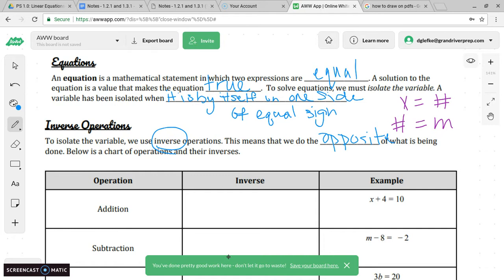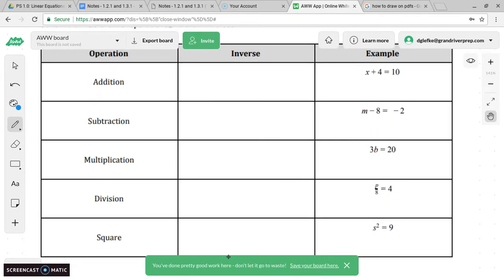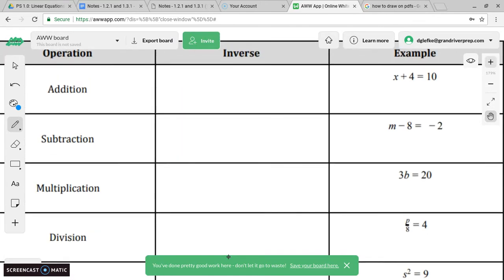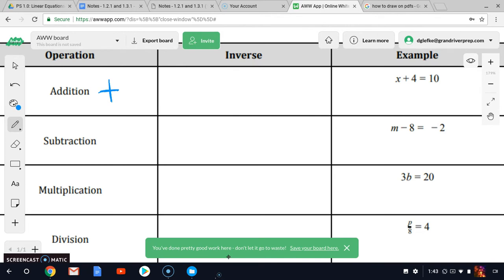So in math, we have specific operations, and we're going to scroll here. We have this table that we're going to fill out, and I'm going to zoom in a little bit so that it'll show up. We're going to go through the different operations, what the inverse is, and then a quick example. So the operation of addition is when we have an addition symbol, a plus sign. And the inverse of that is subtraction. Okay, so we're going to write subtraction in here.